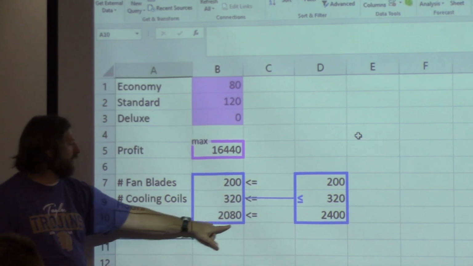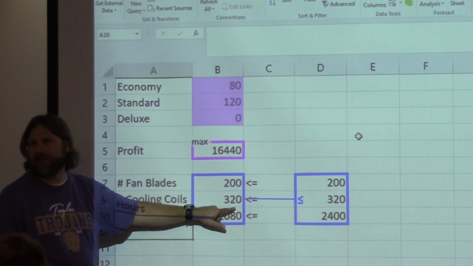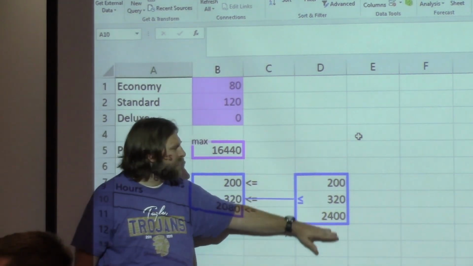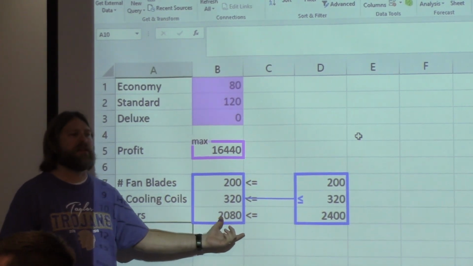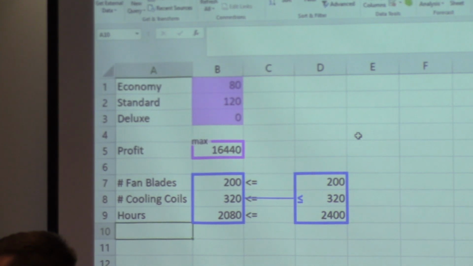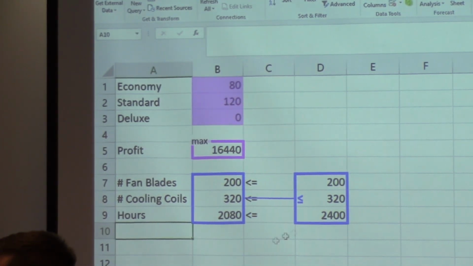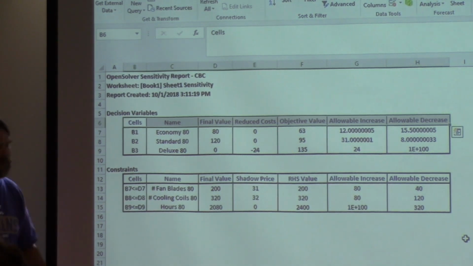But this value right here, 2080, we have a lot of free hours available to us. This is not a binding constraint. We could have lowered this value from 2400 down to 2100 and still it wouldn't be a binding constraint. Right? So even before we look at our sensitivity analysis, we can identify that about our system. It also comes out very clearly in our sensitivity analysis. Let me see if I can make that a little bit bigger here.